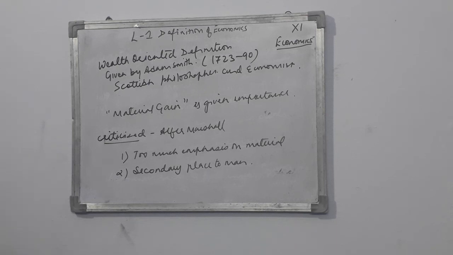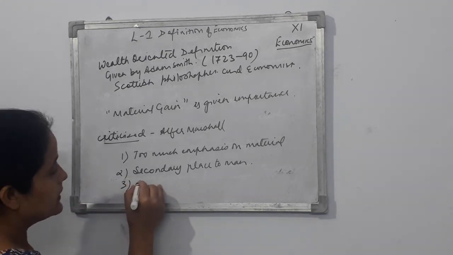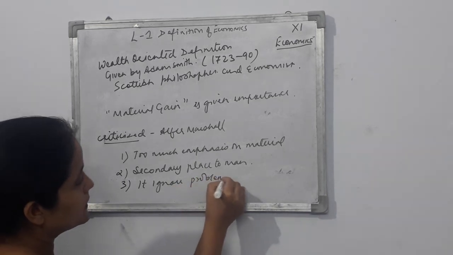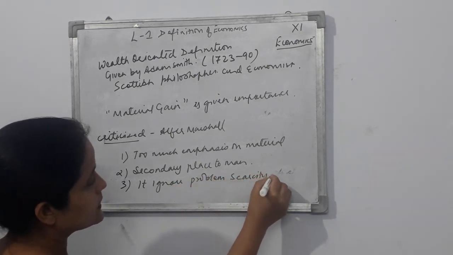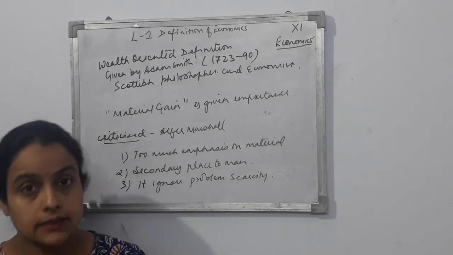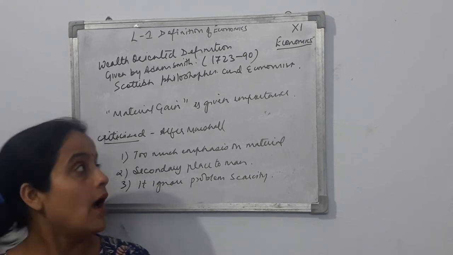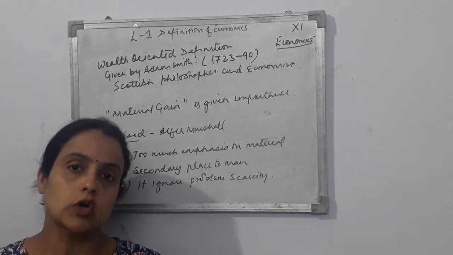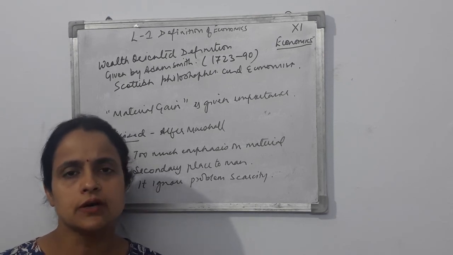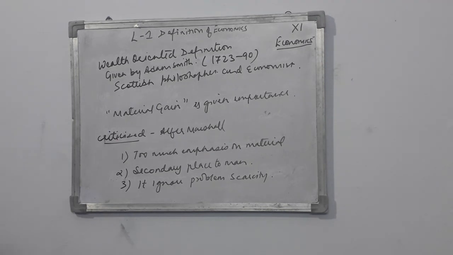Wealth. Okay? And third was, it ignores the problem of scarcity. So another problem was that the Adam Smith definition never talked about scarcity or did not give much emphasis to scarcity. So this is also one of the major criticisms which was made by the people, and it was said that on this basis the definition is not correct.